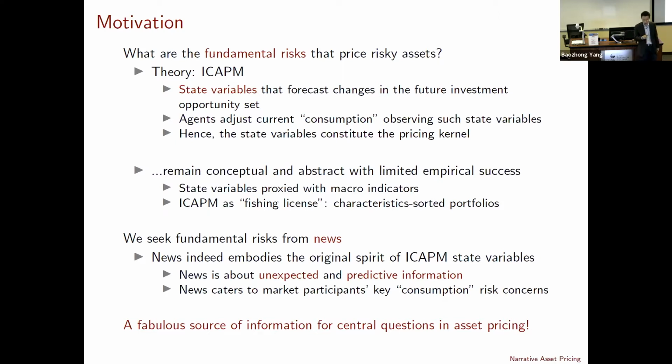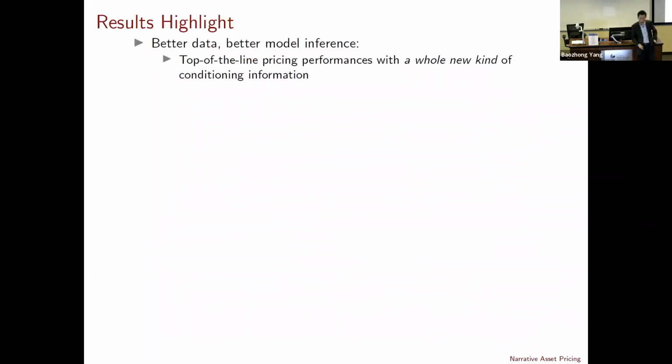Right, so as I said, this is a fabulous source of information to answer this central question in asset pricing. What is really good about this approach? Of course, this idea is now closer to what the model is originally thinking about. So with better data, there should supposedly be better inference. If you really find the true risk, we should be able to get a global mean-variance efficient frontier. It should price all other anomaly portfolios with low alpha, so we can test whether our narrative-based factors have those quantitative properties. We find that, yes, indeed, there is pretty good pricing performance with the news-based factors.